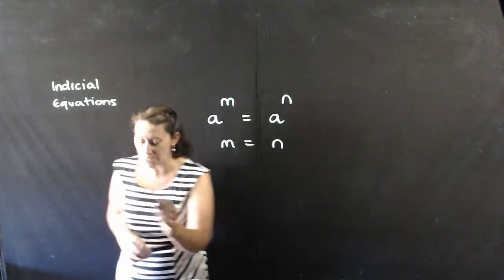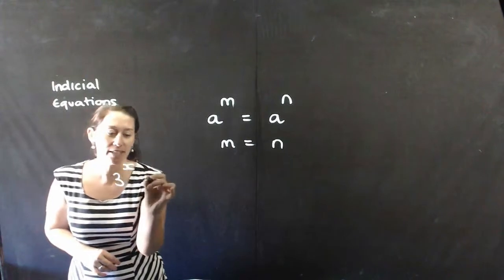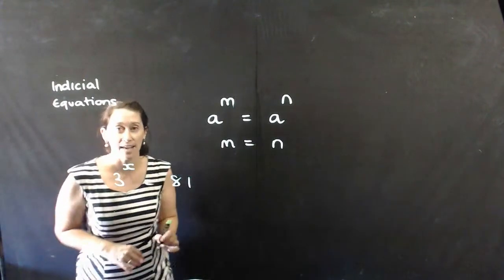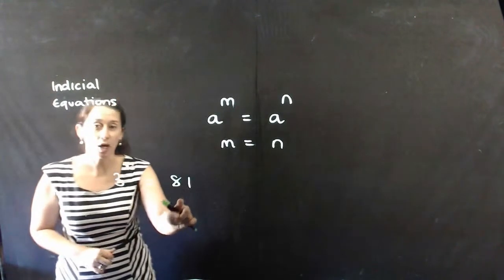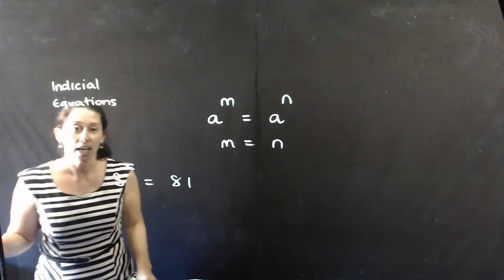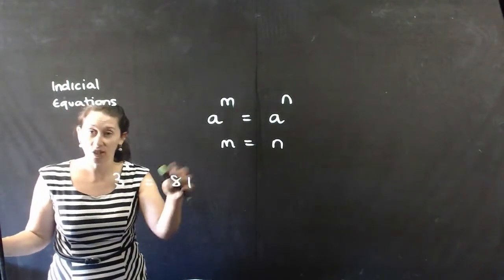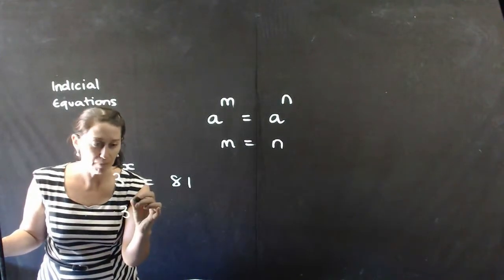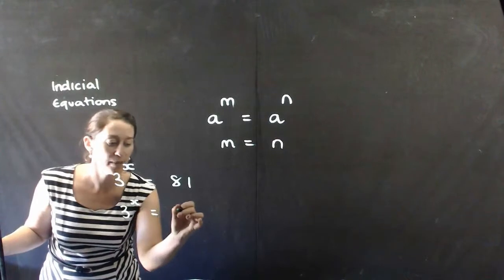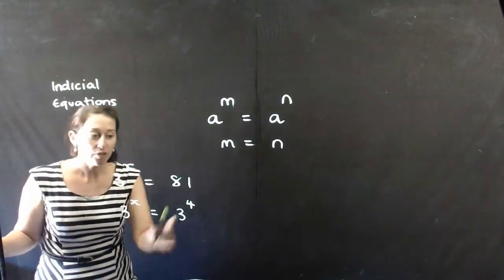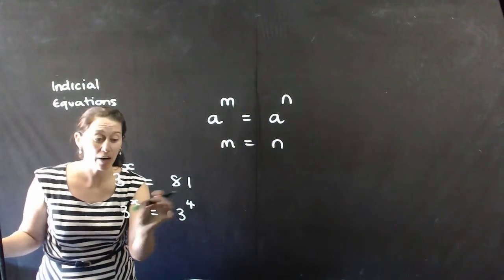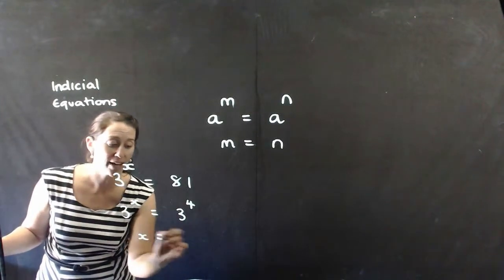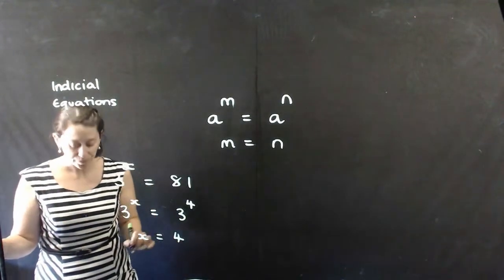So start with a real basic one. Let's suppose I needed to solve 3 to the power x equals 81. Well, we know that 81 can be written as a base of 3, so we can change its base to make it a power of 3. So 3 to the x is the same as 3 to the power 4. 3 to the power 4, of course, is 81. So now, therefore, x must equal 4.